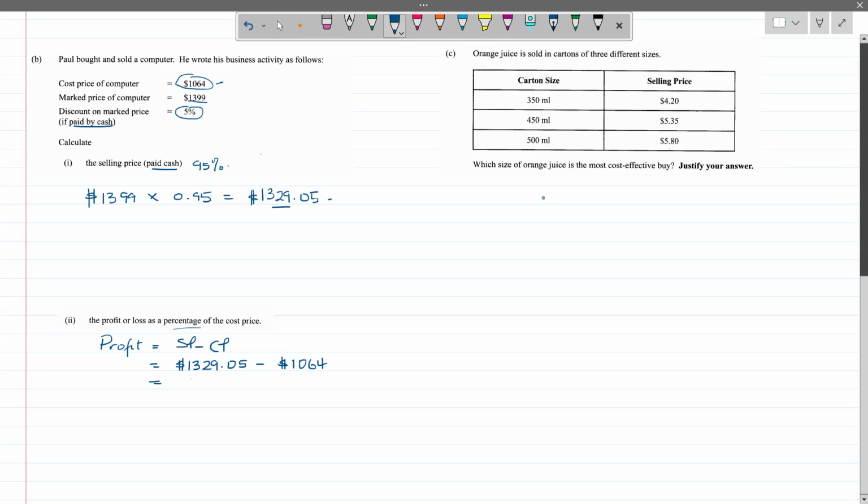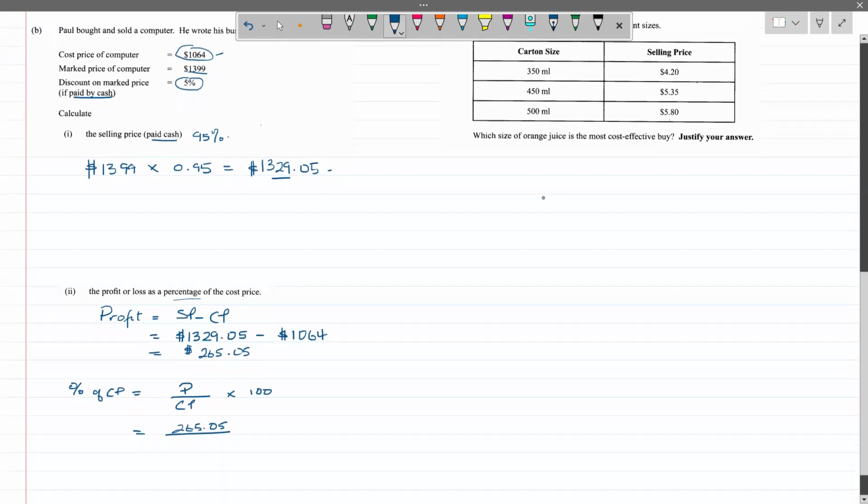Now as we can tell, we have a profit of 265.05. To get it as a percentage of the cost price, we write the profit over our cost price and multiply by 100. So the profit of 265.05 over our cost price of 1064, multiplied by 100. So dividing by 1,064 and we multiply by 100.